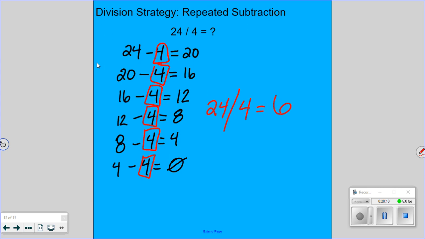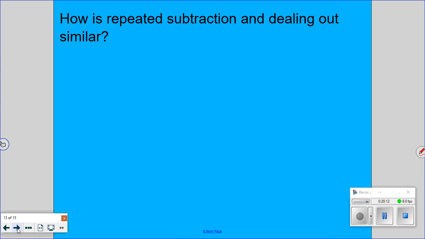Yeah. Alright, let's look at how they're similar. You do not need to write this down. But how is dealing out similar to repeated subtraction? How is it similar? Samaya? Take away the number that you have at a time, and then you try to get down to 0. Yeah, so we are starting with a big pile, and we're trying to get down to 0, trying to organize everything. Definitely agree with that. Avery, you want to add on to that?